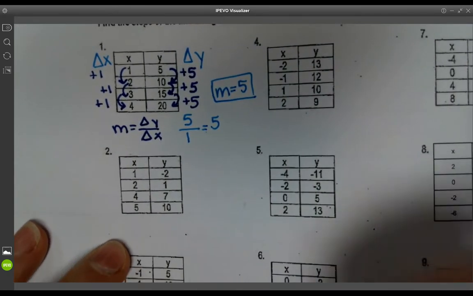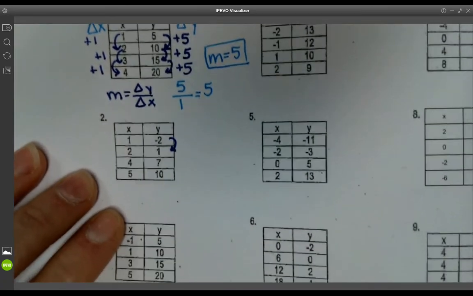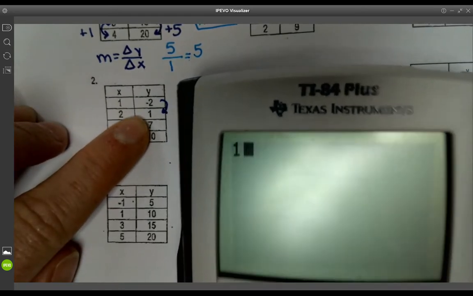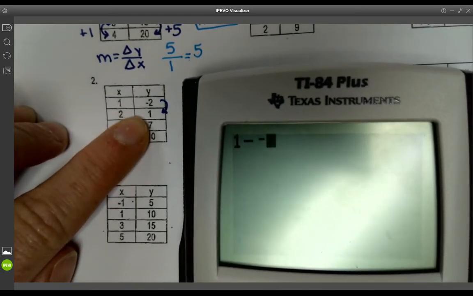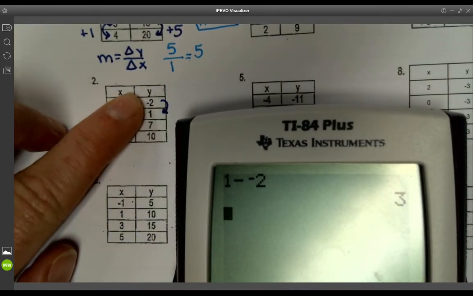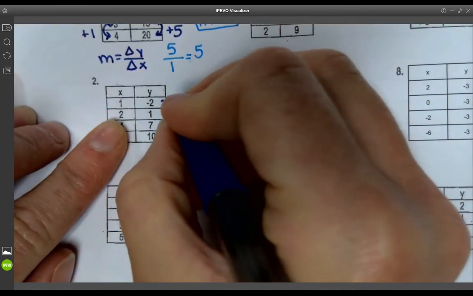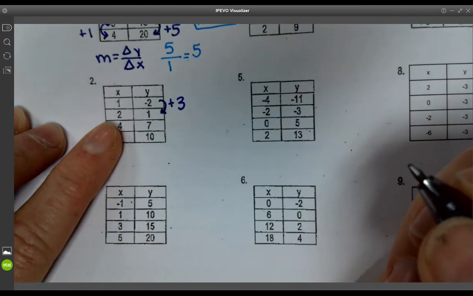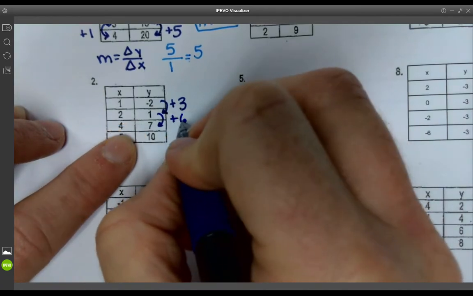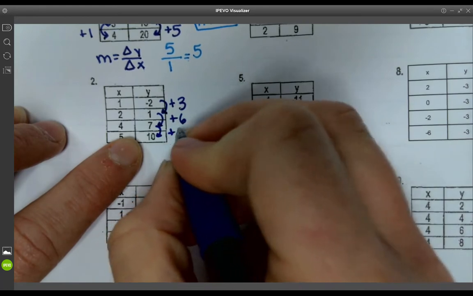So let's look at number 2. From negative 2 to 1. If you're not sure how to do that, you could subtract it. You could take the second one and do 1 minus a negative 2. So going from negative 2 to 1 is adding 3. Going from 1 to 7 is adding 6. Going from 7 to 10 is adding 3.